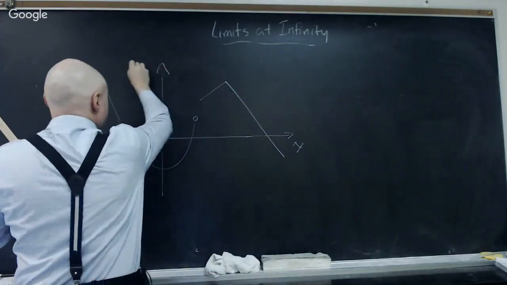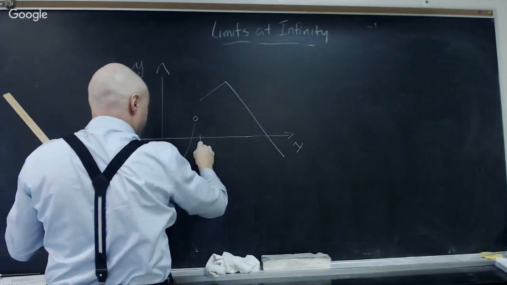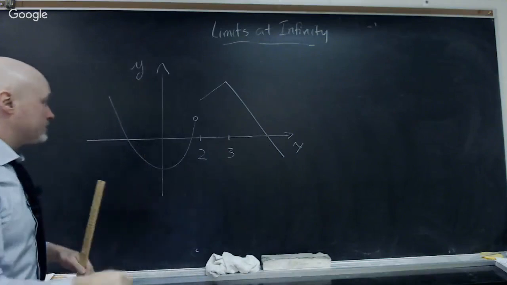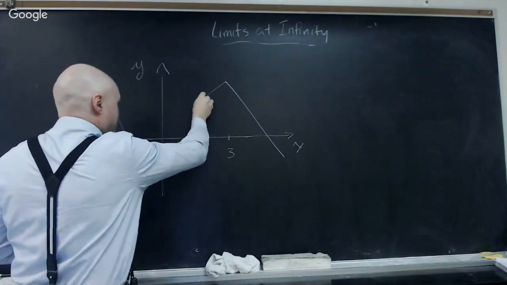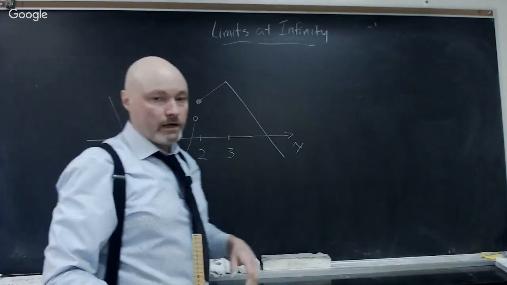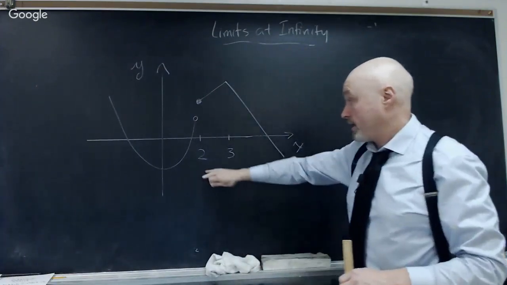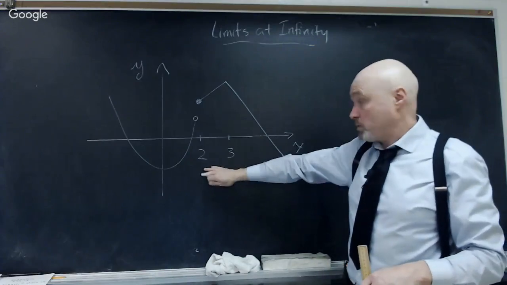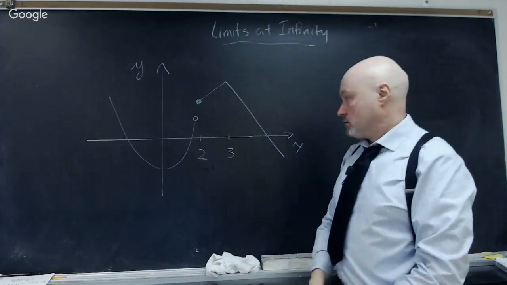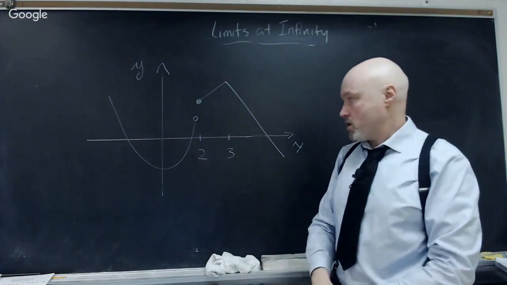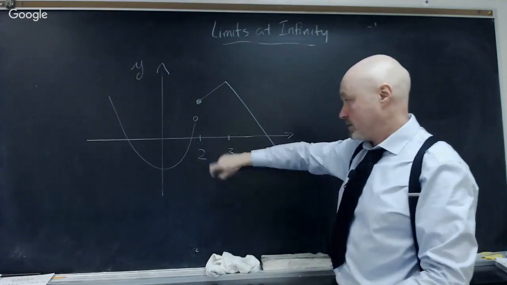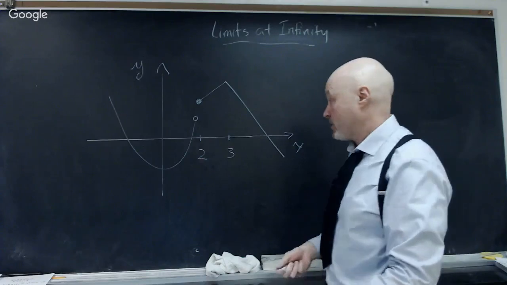X, y, and this is x is equal to 2, and this is x is equal to 3. And then there's the open and closed circles. And so the question might be, identify the limit as x approaches 2, and does the limit exist? No, because the limit from below is not the same as the limit from above. And so the limit as x approaches 2 does not exist.